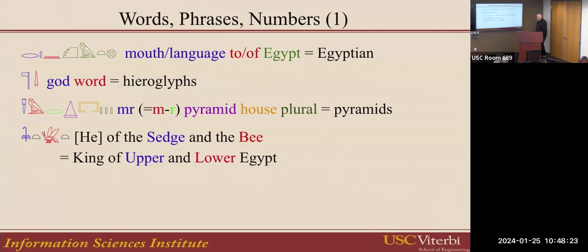To double emphasize it, I guess. Here you have kind of some cryptic things, right? So this means king of Upper and Lower Egypt. It doesn't really look like that at all. And this is the plant representing Upper Egypt, and then the bee, the honeybee, represents Lower Egypt. And so it's like a shorthand for "he of the sedge and the bee," meaning king of Upper and Lower Egypt. So there's a lot of cultural stuff to make it kind of work to understand things.